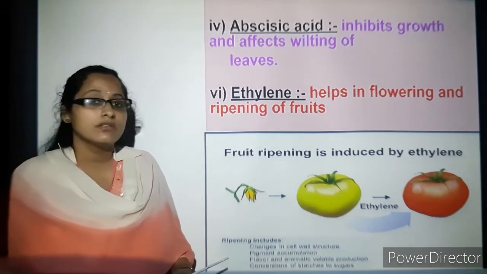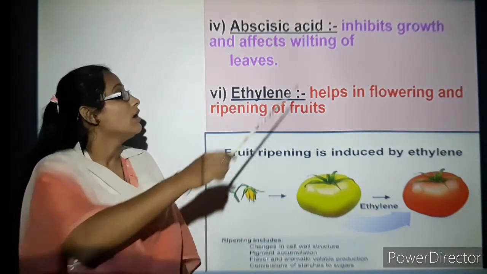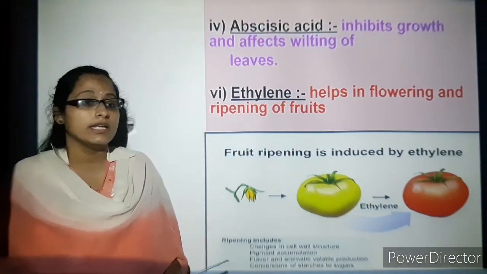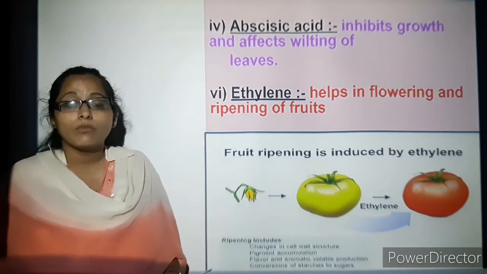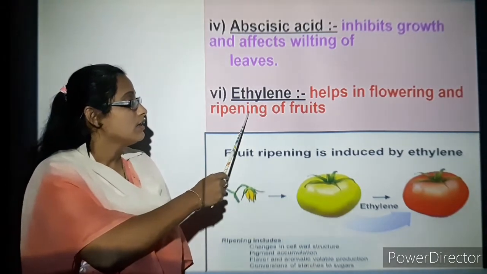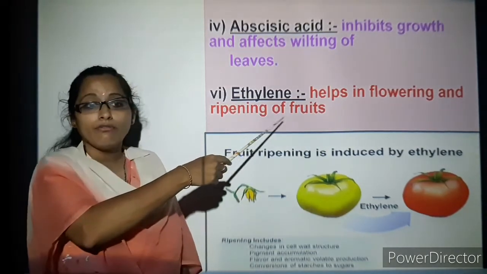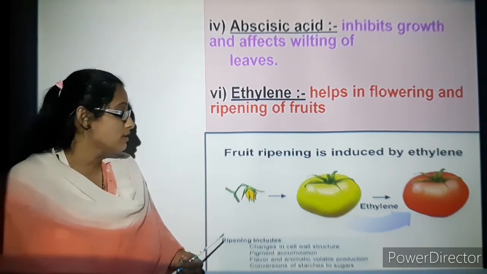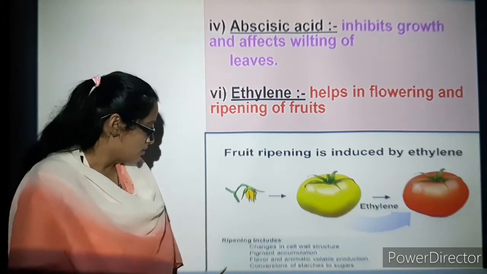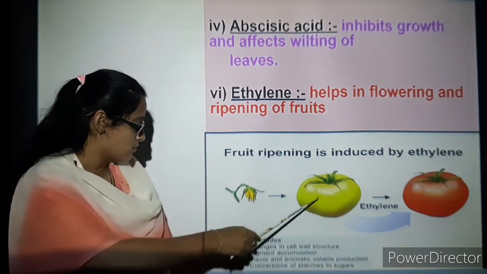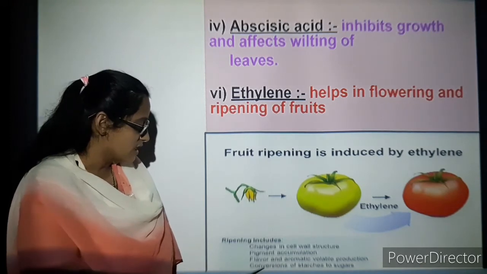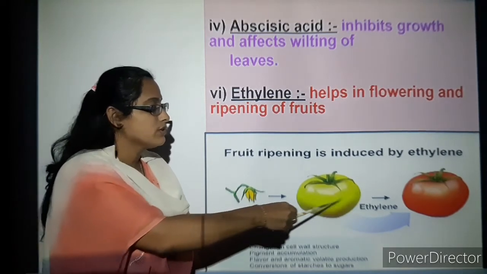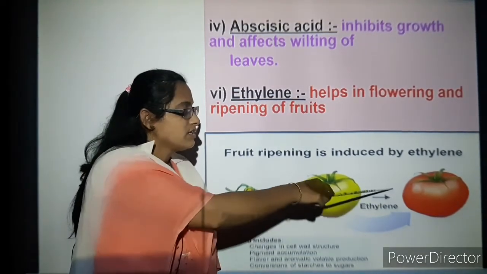So next comes abscisic acid. It is a plant hormone. This inhibits the growth and affects the wilting of the leaves. So we'll understand about ethylene. Ethylene helps in flowering and ripening of fruits. Most of the time we use chemical or artificially synthesized ethylene so that the fruits get ripened. Here we can see that it changes the cell wall structure, then pigment accumulation takes place, and the unripened fruit gets ripened by treating with ethylene.